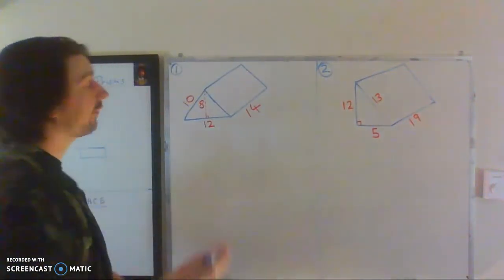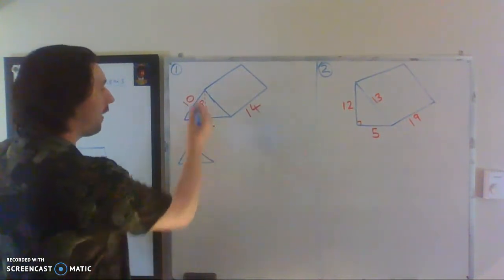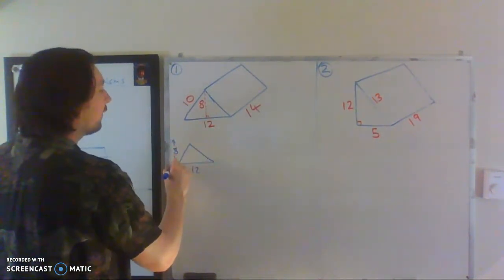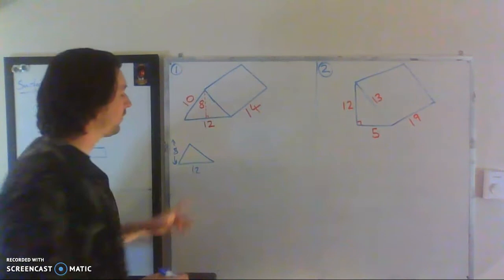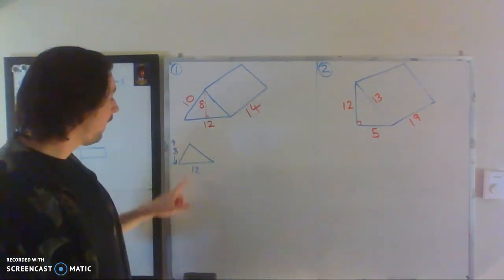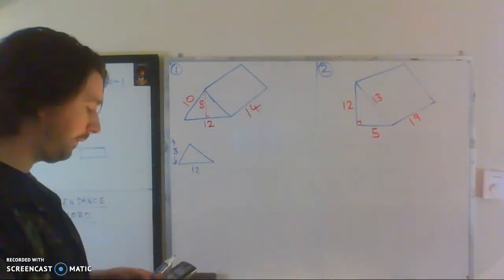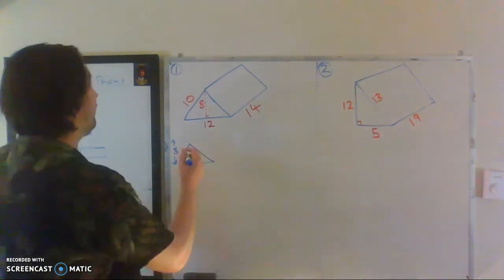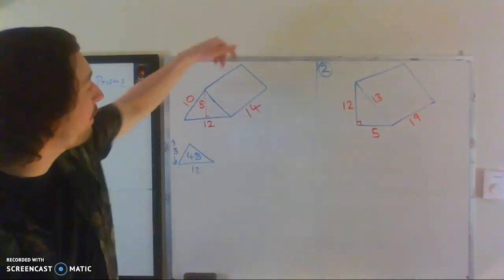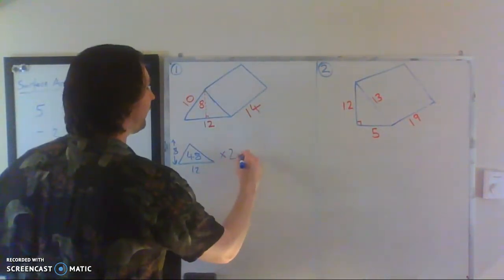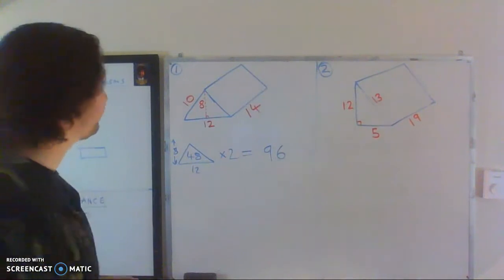I'm going to do the triangles first. So the triangle in front here, it's got a base of 12, it's got a height of 8. Remember, we're looking for the straight up and down for the height in the triangle. So I do the area of a triangle, which is half base times height. Half 12 times 8 is going to give me 48, I think. Yep. So my area of one triangle is 48. And then you've got to remember there's 2 of these. There's one on the back too. So 48 times 2 gives me 96. I've done the 2 triangles.